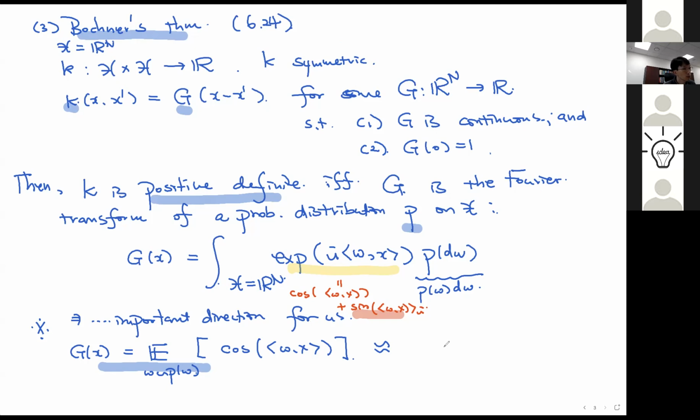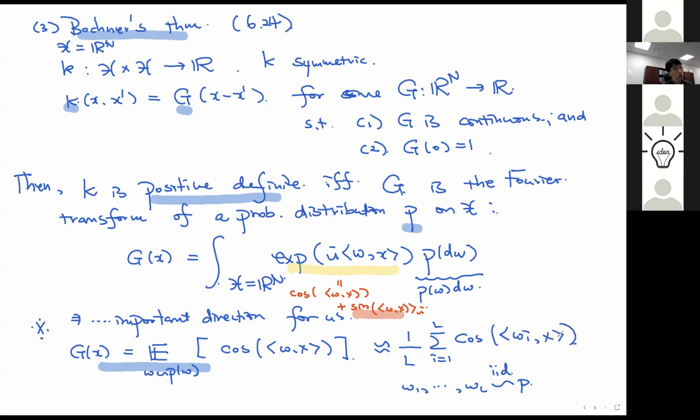So to approximate this, what we can do is we just generate independent samples w_1 to w_n, IID, meaning independent samples from P. And then for each sample, we compute the terms inside the expectation, then take their average: the average of cosine of w_i^T x.